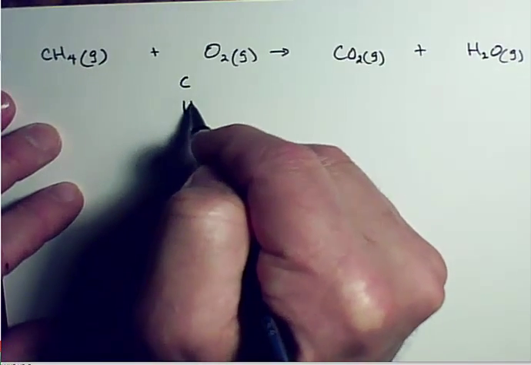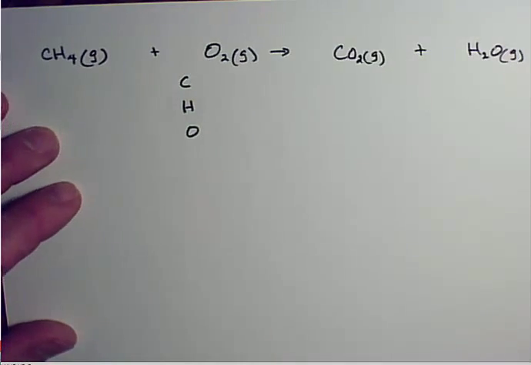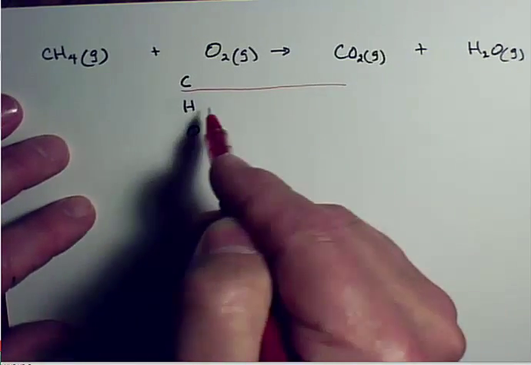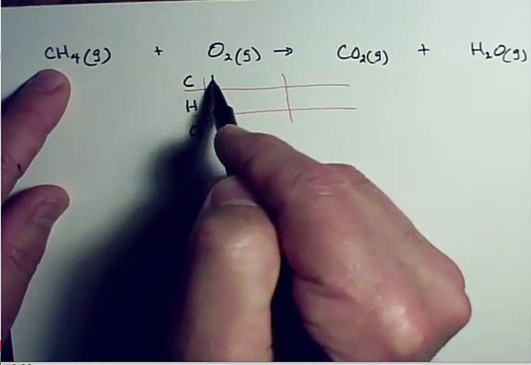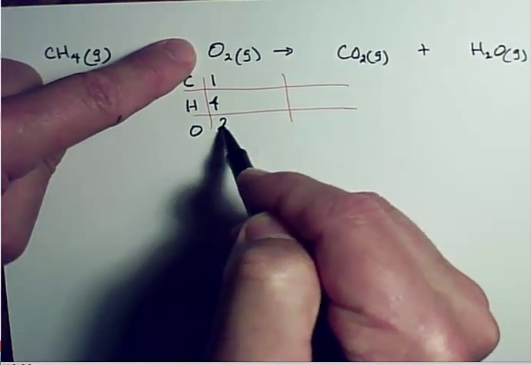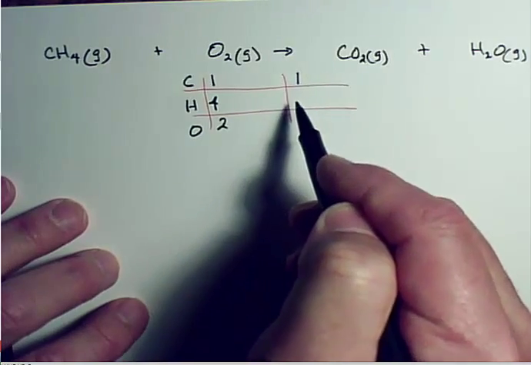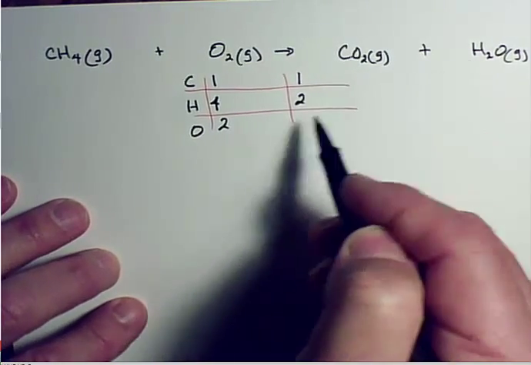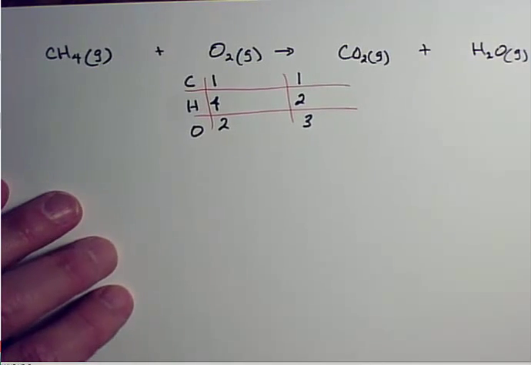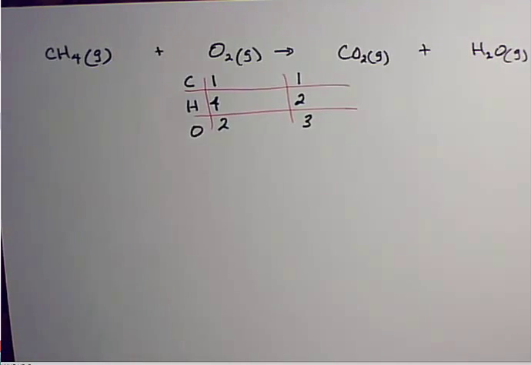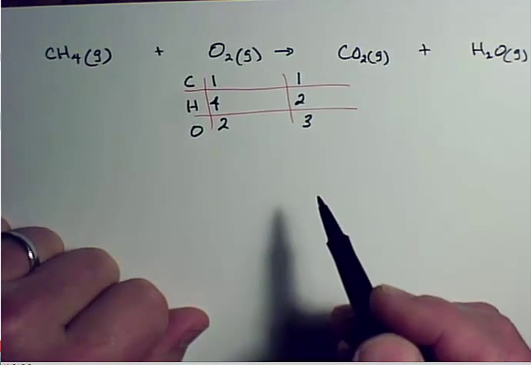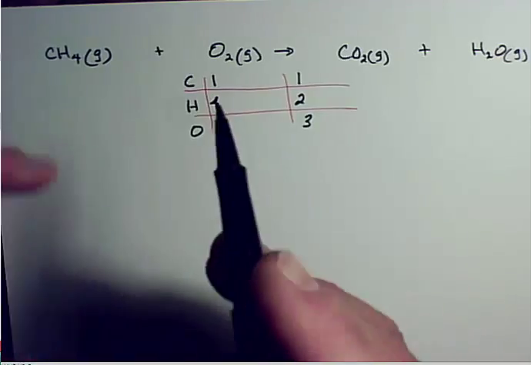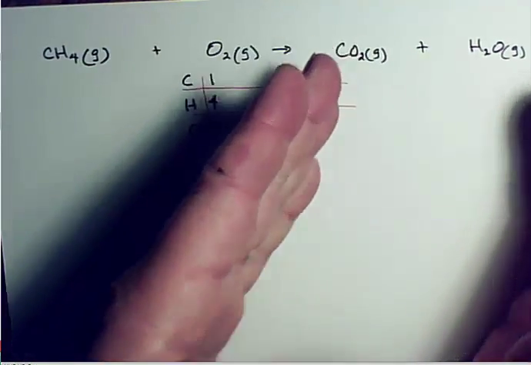So we're going to list all of the elements in the equation, and we're going to build our atom inventory grid here. Count everything up. I currently have 1 carbon, 4 hydrogens, and 2 oxygens on the left. And on the right, I've got 1 carbon and 2 hydrogens, and 2 plus 1 is 3 oxygens. What I need to do is get the same number of atoms of each species on both sides, so that we don't violate the law of conservation of matter.